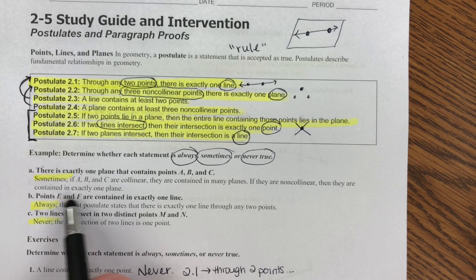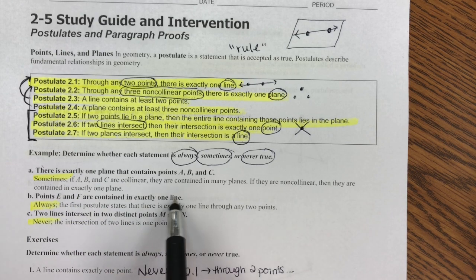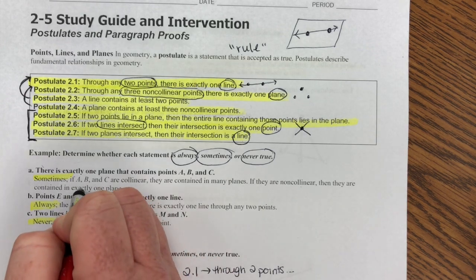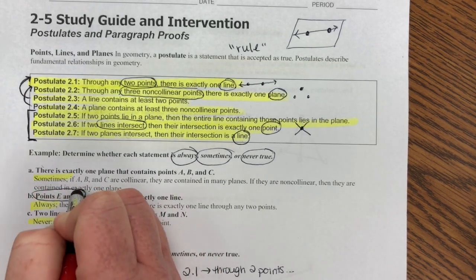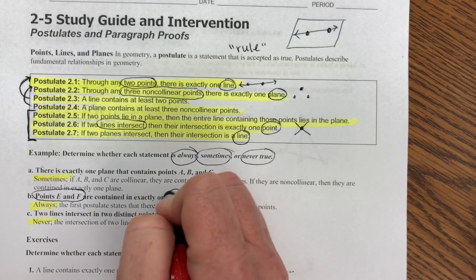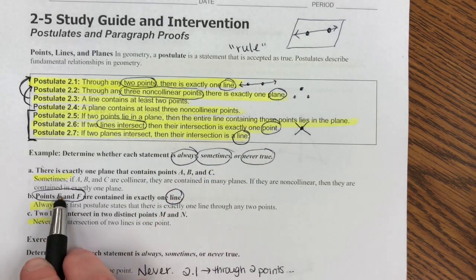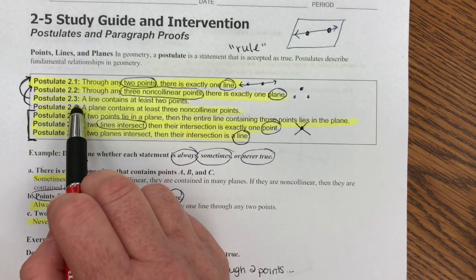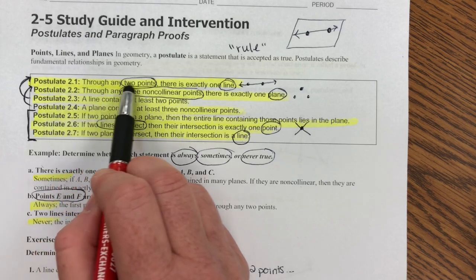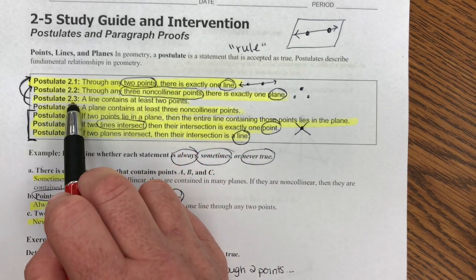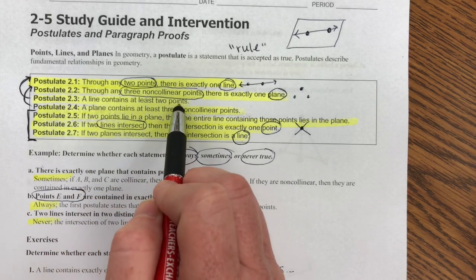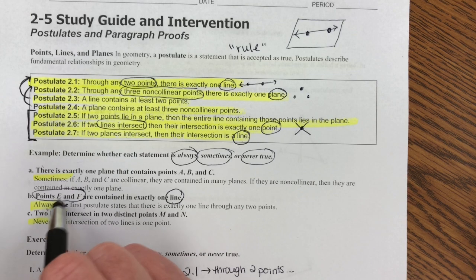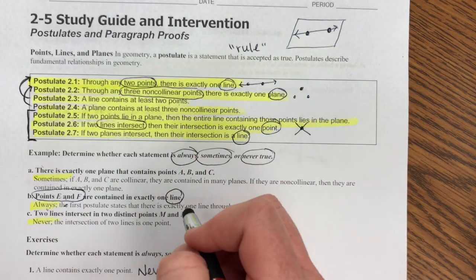B, points E and F are contained in exactly one line. That's always true. Through any 2 points, you can draw one line. Now look at the wording of this. The first thing we're talking about is points, points E and F. The last thing we're talking about is the line. We weren't talking about the line and then the points, it's the points and then the line. So up here, out of 2.1 and 2.3, 2.1 talks about points and then a line. 2.3 talks about a line and then the points. So the reason why this is always true is because of rule 2.1.